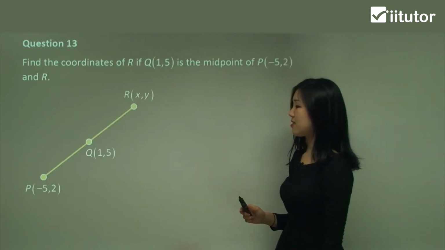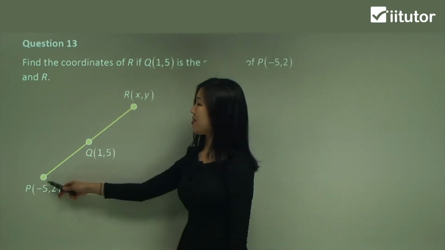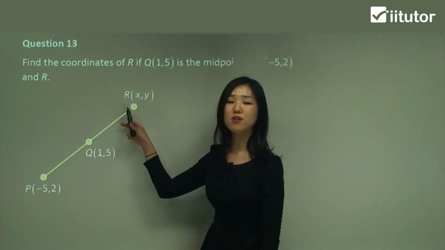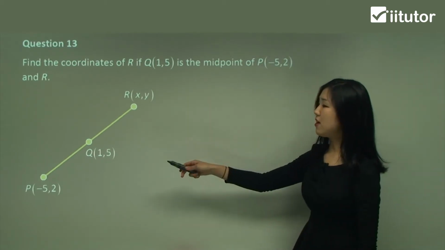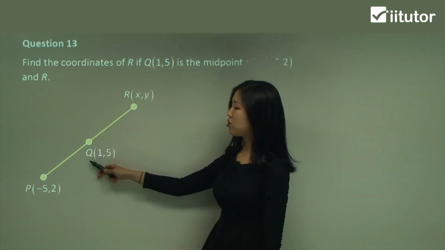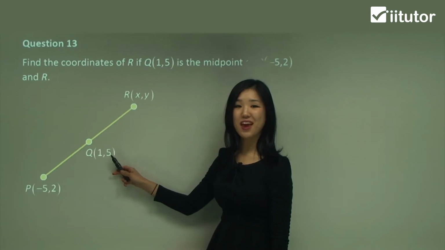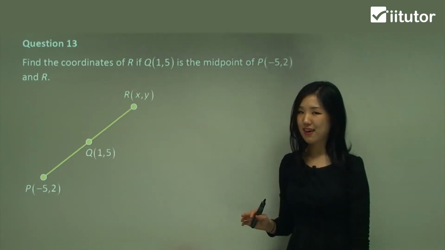Okay, so that's the diagram. That's P and that's R. We don't know what R is, so I'm just going to let it be X and Y. And P is negative 5, 2. And they give us the midpoint, which is Q, 1, 5. Okay, guys, apply the exact same method.